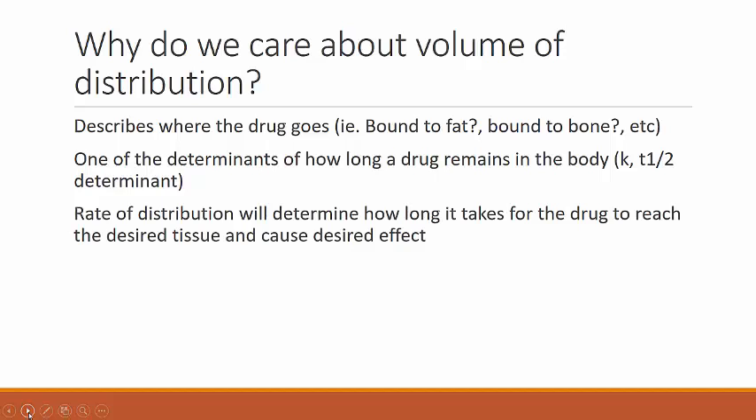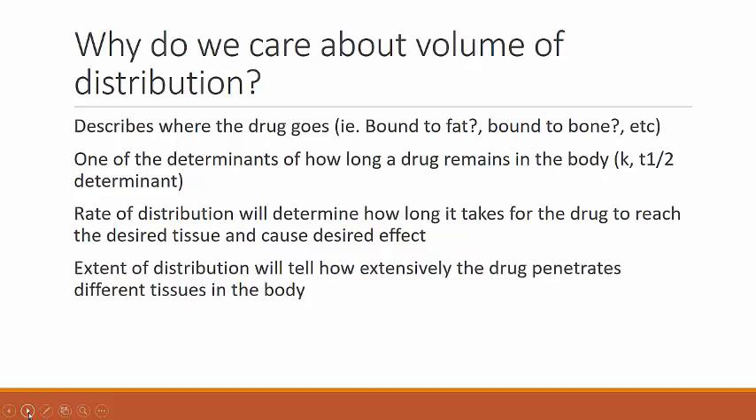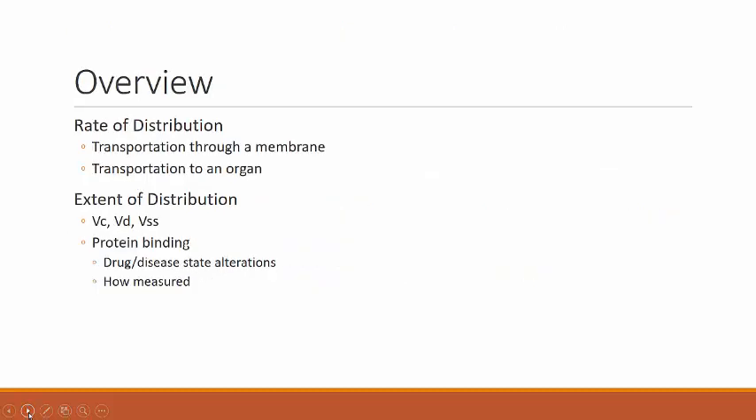Now we're going to talk about both the rate of distribution and the extent of distribution of drugs in the body. So the rate of distribution will determine how long it takes for the drug to reach the desired tissues and cause the desired effect. So it's going to have a big effect on the time of onset of the drug. The extent of distribution is going to tell us how extensively the drug penetrates the different tissues in the body. So we're going to look at both the rate and extent of distribution in the body.